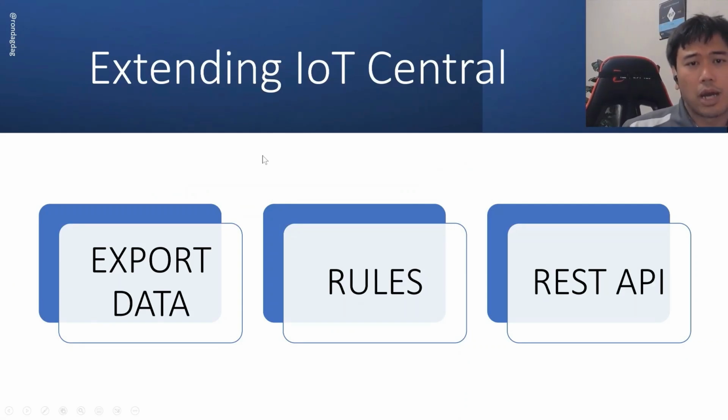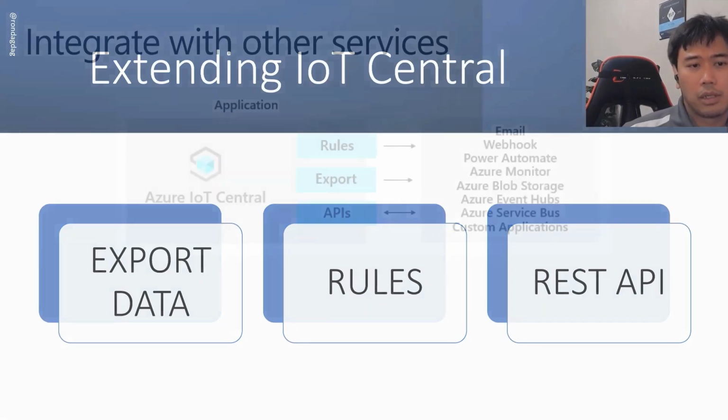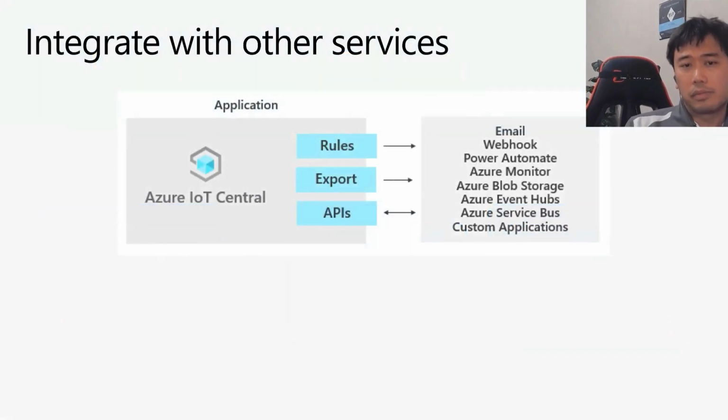Extending to IoT Central, there's a way you can export the data, you can build rules or use the REST API. Exporting the data, you can do email, webhook, Power Automate. You can use it with Azure Monitor, Blob Storage. So a lot of the customizations in Azure, a lot of these services, you can forward the data as you're receiving it from the devices and send it to a different Azure service.